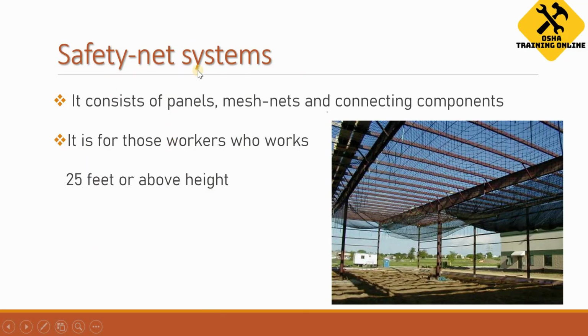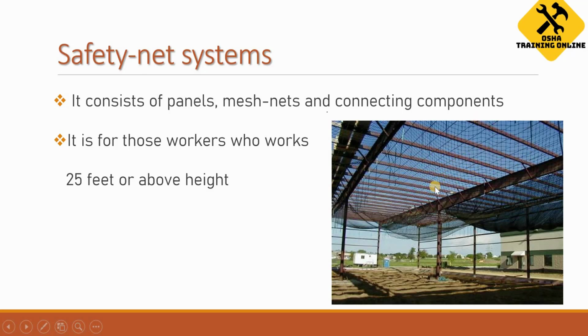The next one is safety net systems. This is basically a safety net system. You can see it consists of panels. These are panels, you can see the straight ones, and in between is mesh net. You can see the net connected together with different components. So this is basically a safety net system.